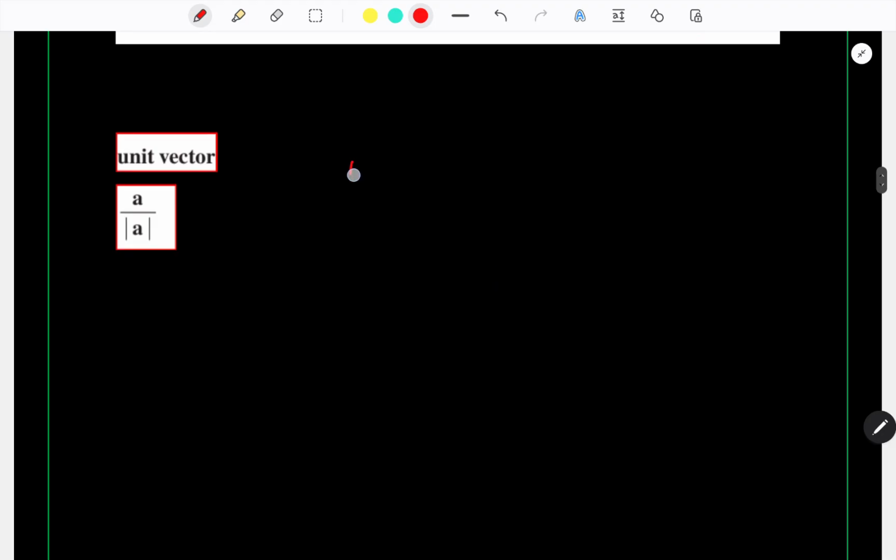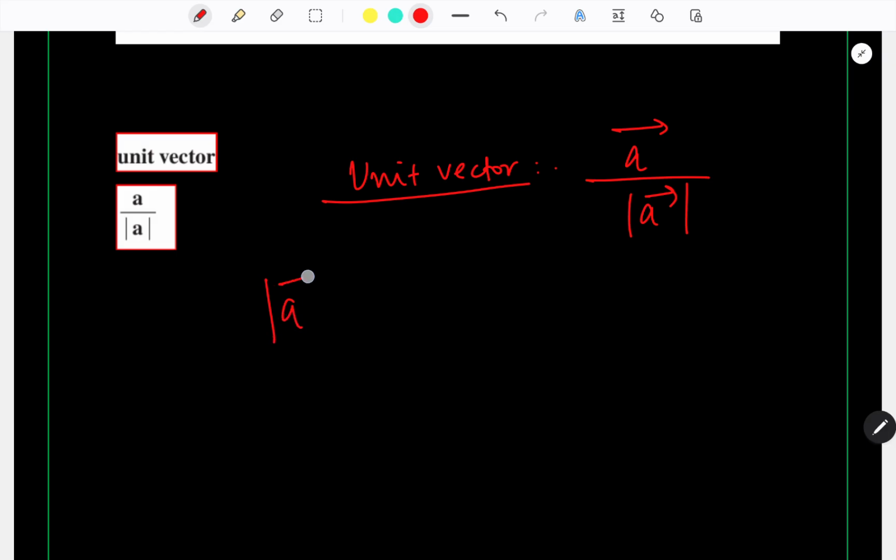Next is the unit vector. What do you mean by unit vector? A unit vector is nothing but your vector divided by the absolute value of the vector. How to find the absolute value? I just explained in the last video, so you can go back to that video and check. Suppose you have a vector equal to 4 comma 3, which is 4i plus 3j vector.